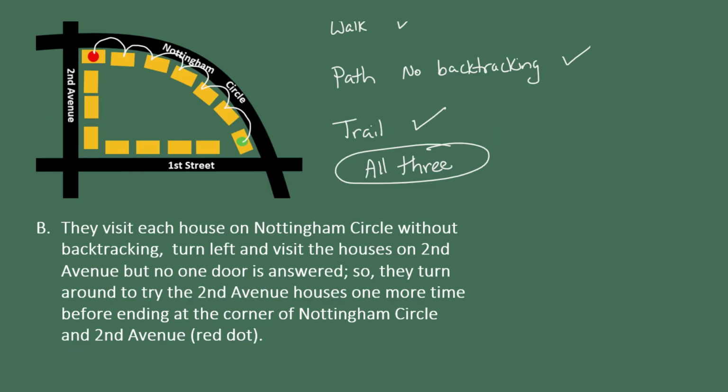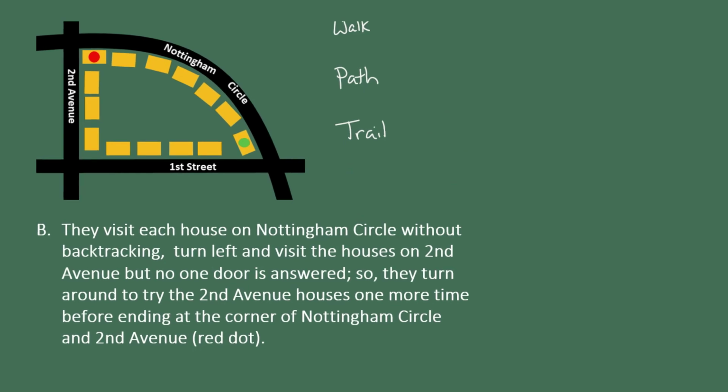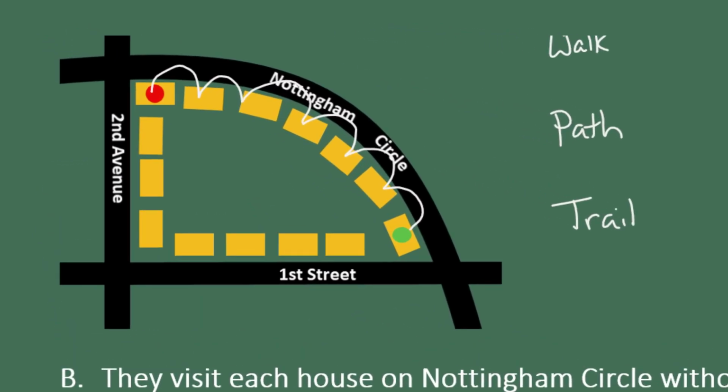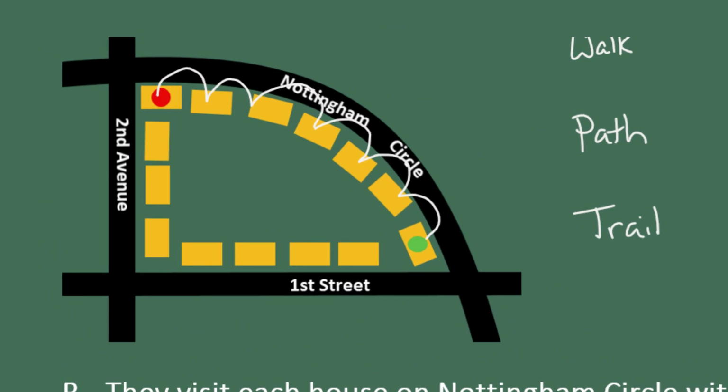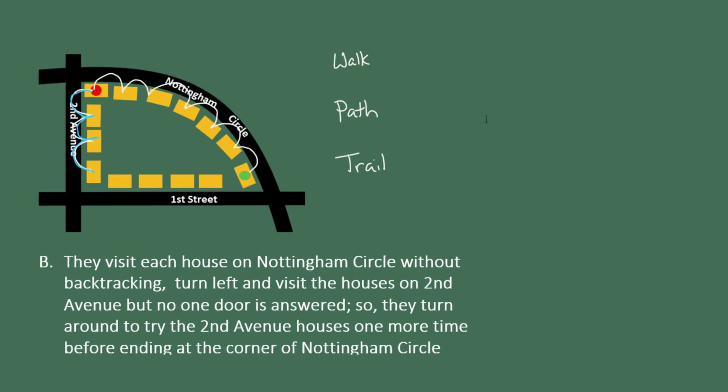Now let's consider another scenario. This time, they're still going to start at the green dot at the corner of Nottingham Circle and First. They're going to visit house to house until they get to Second Avenue. Then they're going to take a left. And they try the houses on Second Avenue, but no one's answering the door. So they backtrack and they try the houses again. And then when they get to the red dot at the corner of Second Avenue and Nottingham Circle, they get picked up. Is this a walk?